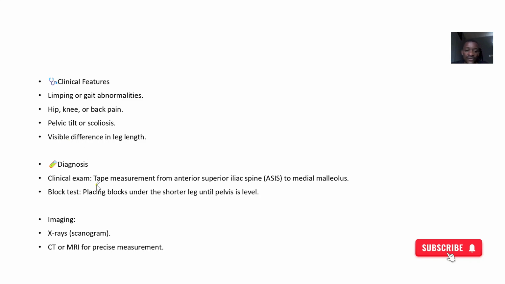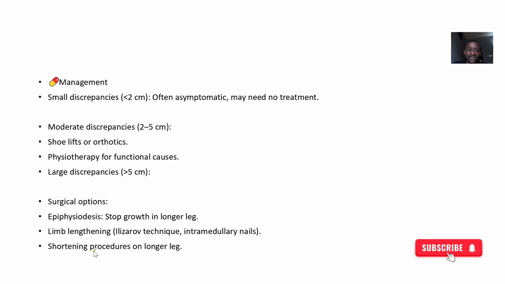You diagnose it from tape measurement, then block testing. You tell the person to stand straight, and for the leg that is short, you keep adding blocks of known heights. So when you balance up, you now know the amount of height that the person needs on the other side. Also x-rays, CT scans and MRIs.